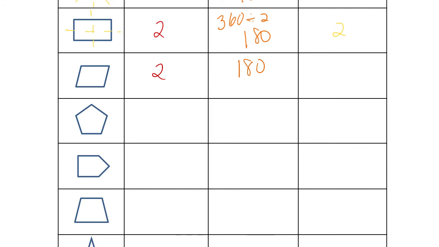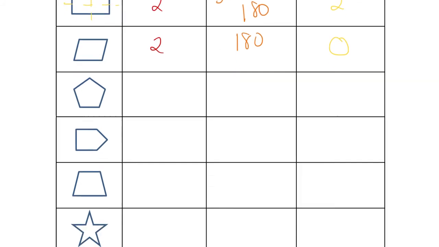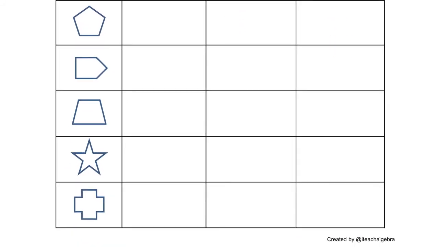And this one, I can't see any lines of reflection. If I put a line here, this line is not equivalent to that one. So that can't be a line of reflection. We can't do one this way because those are not mirror images on either side. I think that one's got none. This one has no lines of reflection. All right, pentagon next. Pause here and try it on your own.